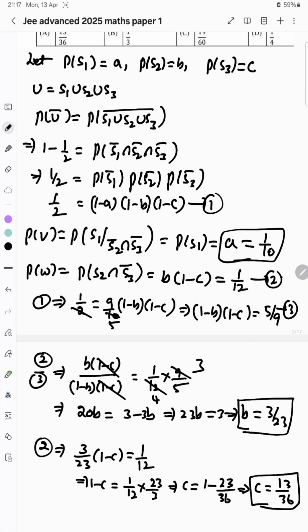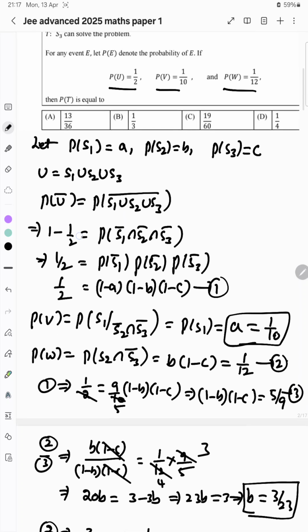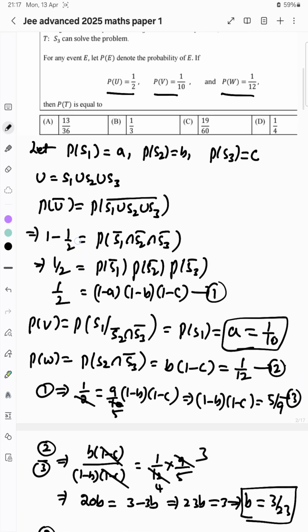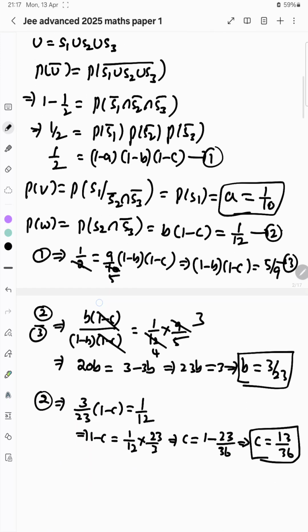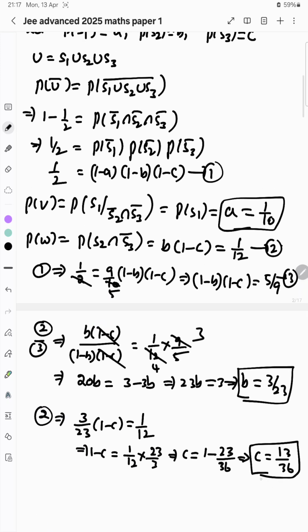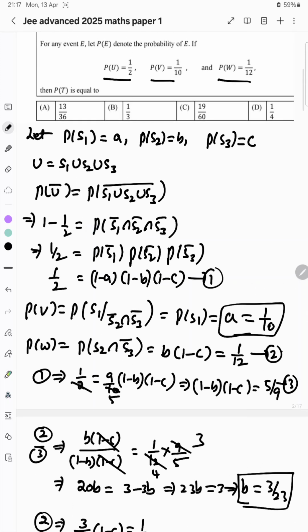Fine. What we should do actually here, question observe, probability of T only now we should find, and probability of T means S3 can solve the problem. S3 can solve the problem means C value only. So we found here finally C value. Answer is 13 by 36. So our option is 13 by 36, option A.